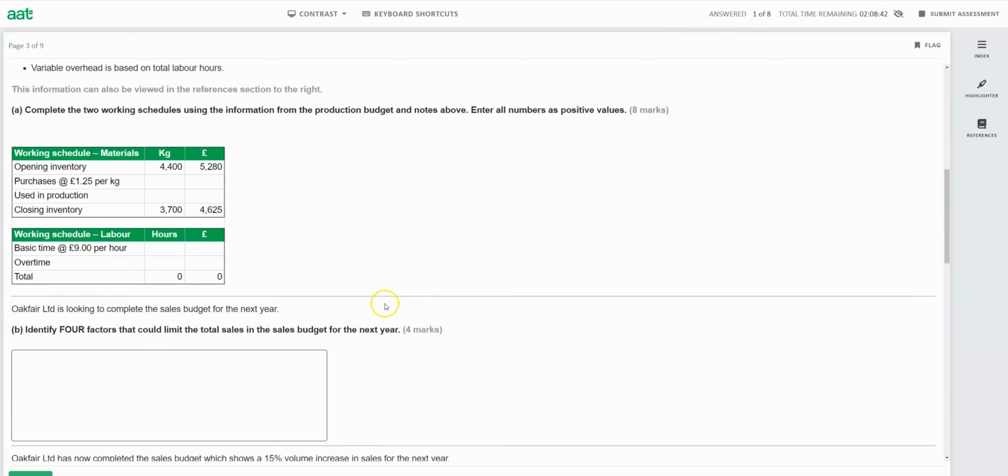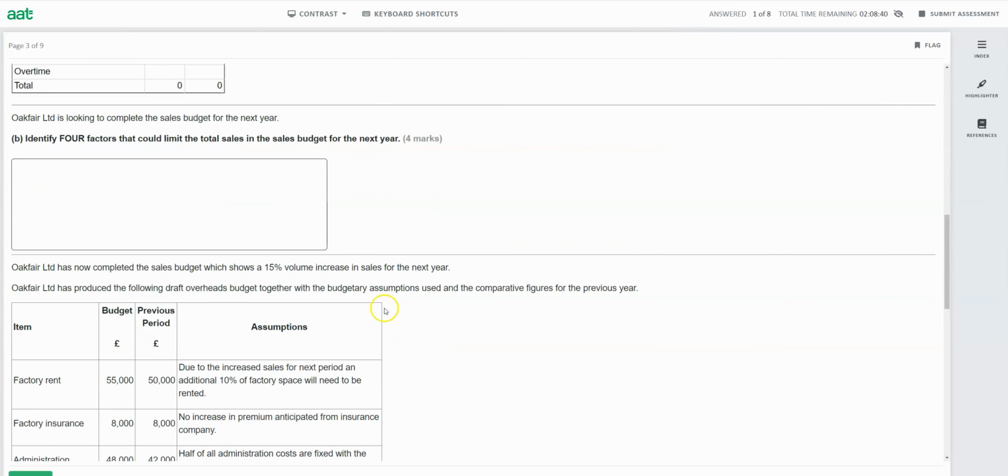The next part, we have the writing task. So let's try to write it down. It's for 4 marks only, so we need to make only 4 points. It says O Limited is looking to complete the sales budget for the next year. So looking at the sales budget for the next year, for 1 year.